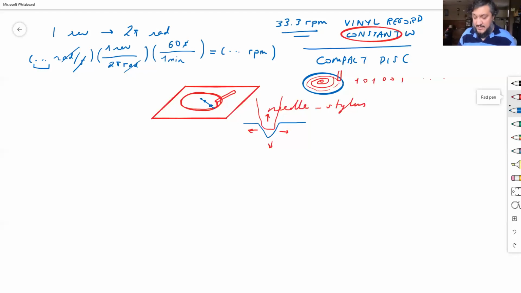The answer will be no, it won't. So that's the main difference between compact disc, CD, and your vinyl record. On a compact disc, you got to have the V here as a constant. In the case of a vinyl record, omega is constant, which makes V not a constant.